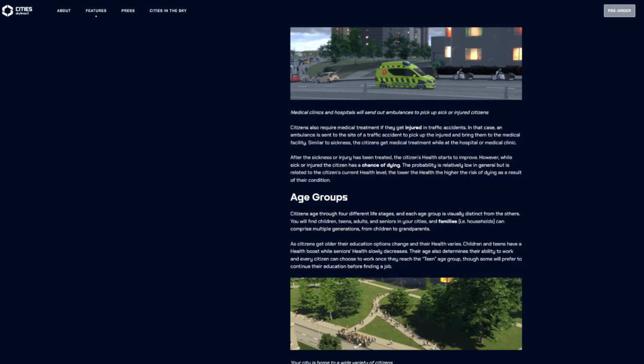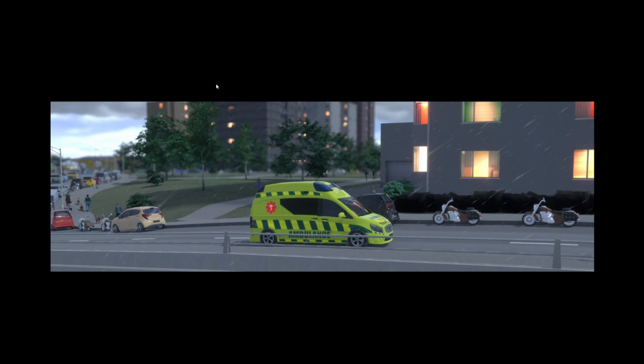And in our next image, it says medical clinics and hospitals will send out ambulances to pick up sick or injured citizens. So here we just get a shot of an ambulance. Nice looking vehicle. Nice looking vehicles everywhere, actually. Ridiculous amount of motorcycles I've noticed so far in a lot of the trailers and videos and articles that we've been through. Hopefully it's a more realistic amount of motorcycles and we're not just seeing hundreds of people flying around on motorcycles when it's snowing and raining, which would really take away from the realism. But other than that, everything looks good. Good graphics by the looks of it, so definitely a big improvement to Cities 1.